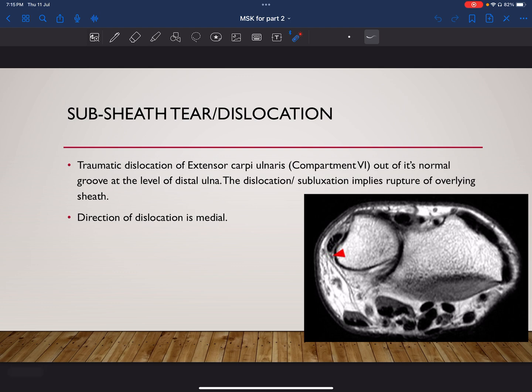Next is subsheath tear or dislocation. So this involves compartment 6, that is extensor carpi ulnaris. Right, we see the dorsal tubercle of Lister, we see 2, this is 3, we see 1, we see 4, we see 5, and we see 6.